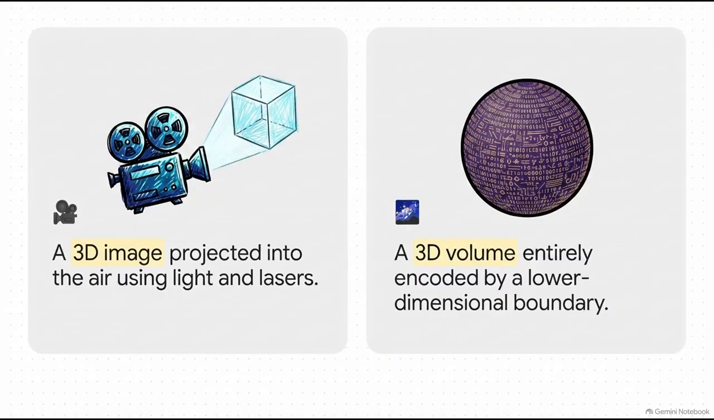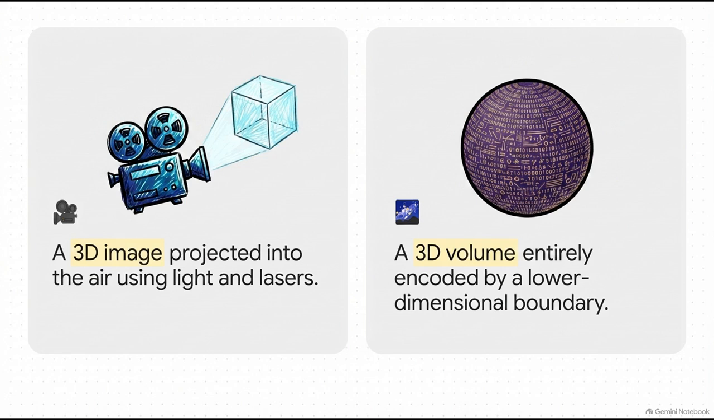Now, to be absolutely clear here, when physicists talk about a hologram, they are definitely not talking about glowing sci-fi light projections like you see in the movies. We're talking about a profound mathematical equivalence. A physics hologram means that the computational structure of a physical system actually dictates its geometry.